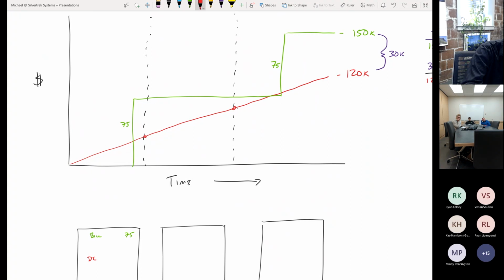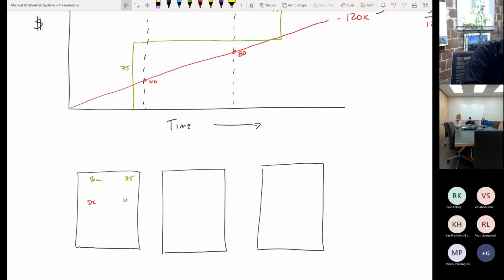I'm sorry. I was dividing it 100 by that. It's actually 40, and 80. There we go. 40 and 80 at each of those times. So we'd have $40,000 in direct costs here, which means that we would have gross profit of $35,000.